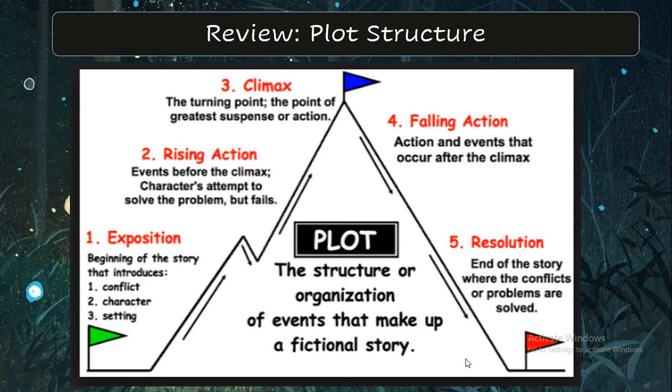Once we've reached our peak of the story, then we start to kind of simmer down a bit. And so we go into our falling action, which is everything that occurs after the climax. Just any events that happen after that turning point are considered falling action because the story is starting to calm down a bit now.